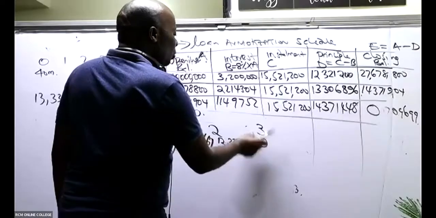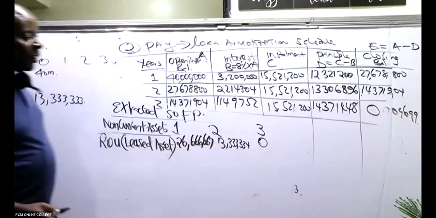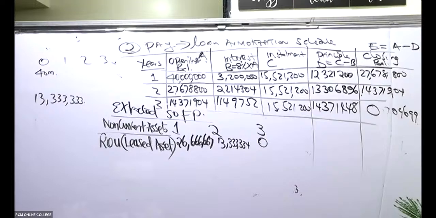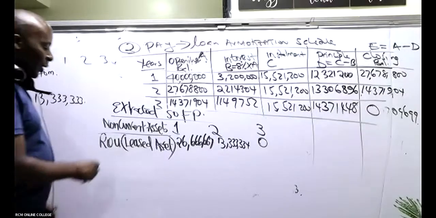We expect the asset to be fully depreciated at the end of the lease life. Now from there we got the liabilities. So liabilities, I will start with non-current liabilities.